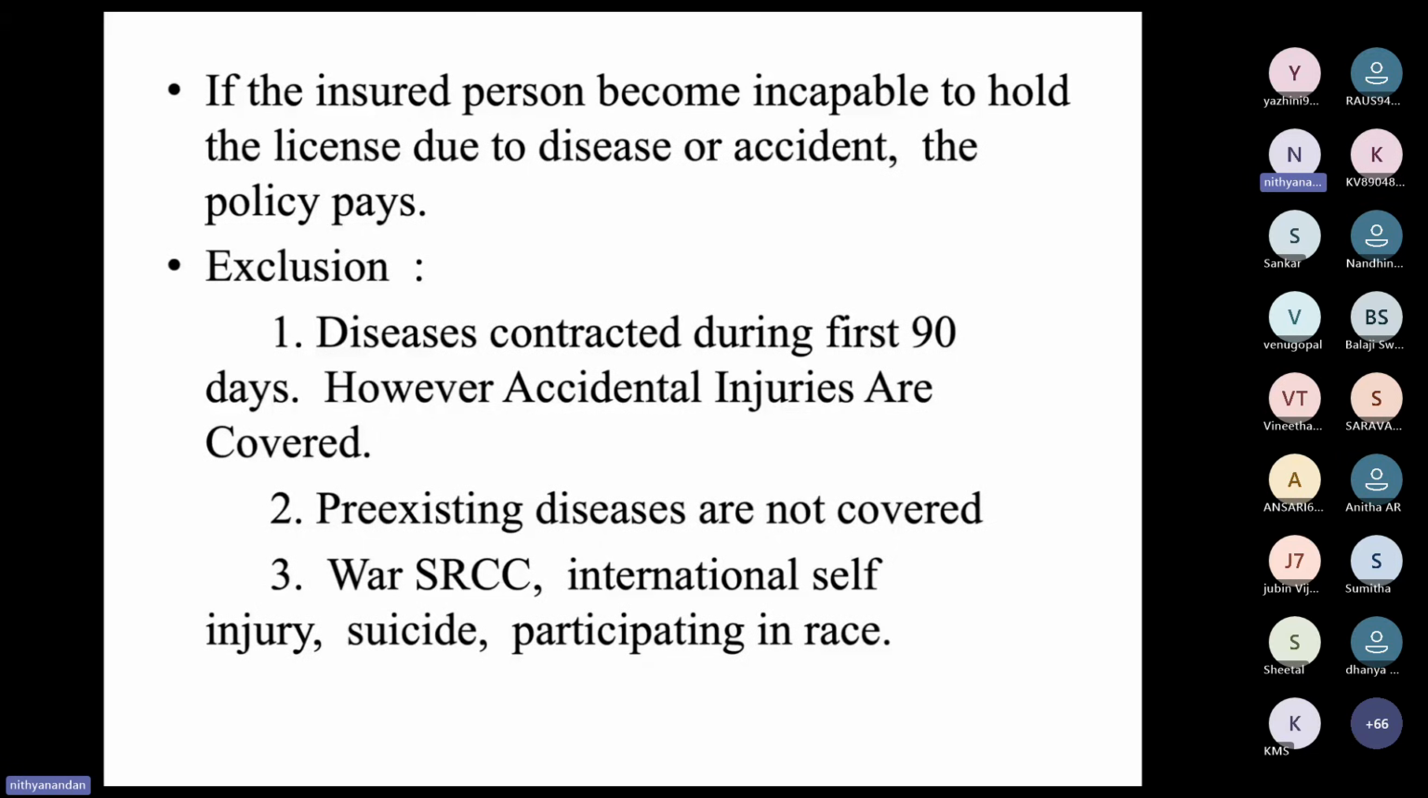Imagine the personal accident policy. In personal accident policy, what is covered? Death or PTD, permanent total disablement. This policy covers the sum insured for the person, the pilot, who becomes incapable to hold the license, either because of a disease or because of an accident. So if he is not able to hold the license, naturally he is losing his job. He will lose his salary. So that is covered by this policy. If a pilot loses a license because of a disease or accident, this policy covers the sum insured.